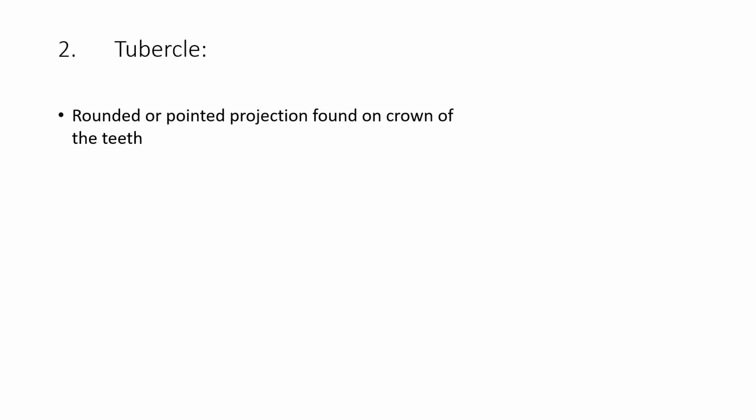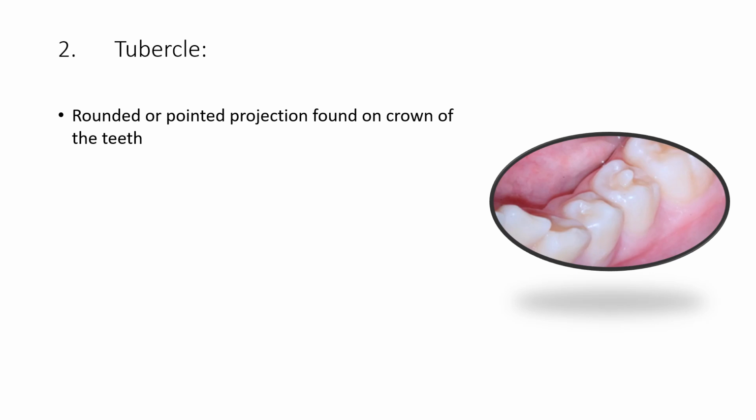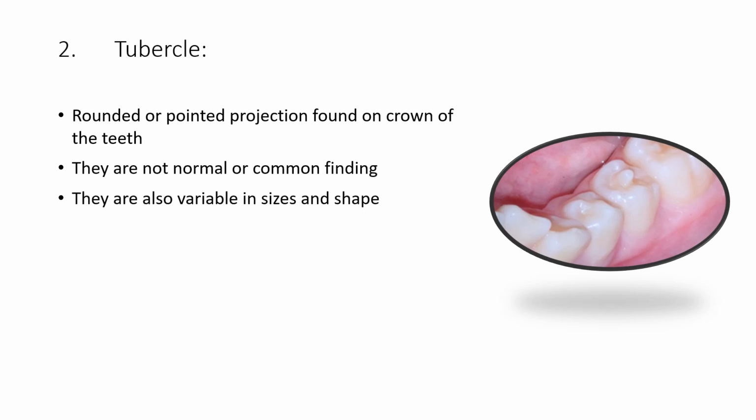Then tubercle. What is a tubercle? A tubercle is a rounded or pointed projection found on the crown of the tooth. You can make out here, there is a rounded portion here. These portions are known as tubercles. They are not a normal or common finding. This is not supposed to be present in the normal development of the tooth. When there is abnormal tooth development, only then may a tubercle form on the occlusal surface of the tooth.